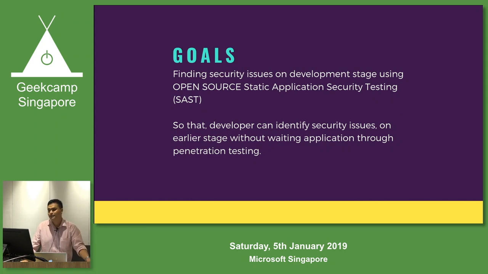These are the goals of the topic I want to deliver. The goal is finding security issues at the development stage using open source static application security testing. Since we use open source here, the topic title is application security for free. Is anyone familiar with the term static application security testing? With it, developers can identify security issues at an earlier stage without waiting for the application to go through penetration testing.